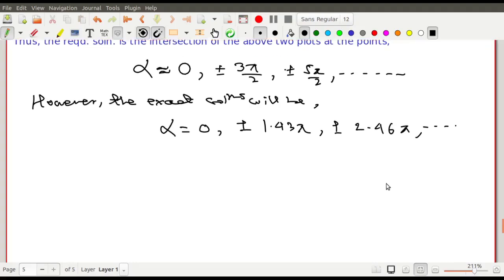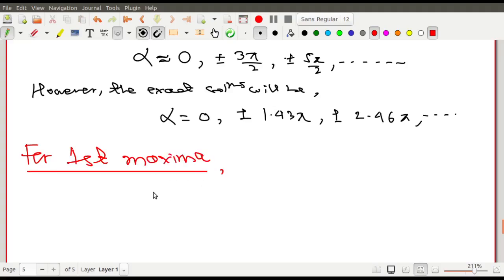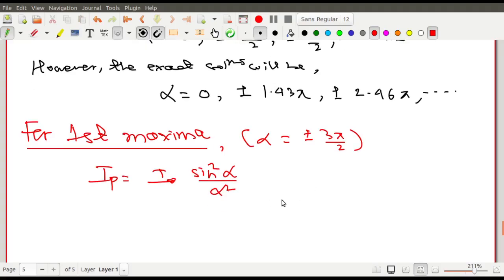Okay, so from here, for the first maxima. So here you see what happens for the first maxima. I put up a heading for first maxima. Alpha equal to 0 is the principal maxima, which I have mentioned a number of times, and I am not going to discuss it. So for the first maxima, what happens? For the first maxima, that is if I take alpha equals plus minus 3 pi by 2. So what was my function? That was I_P equals I0 sine square alpha by alpha square. So that is sine square alpha by alpha square.